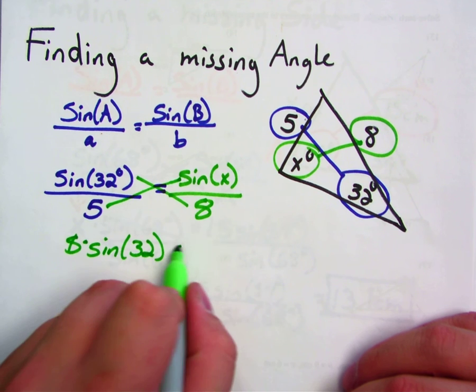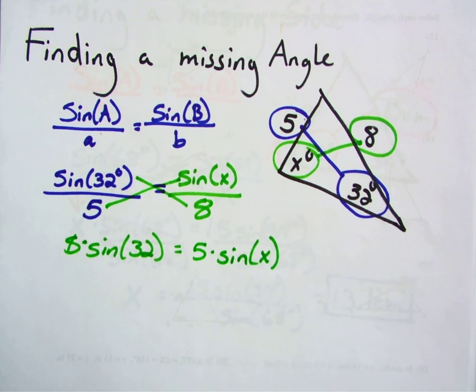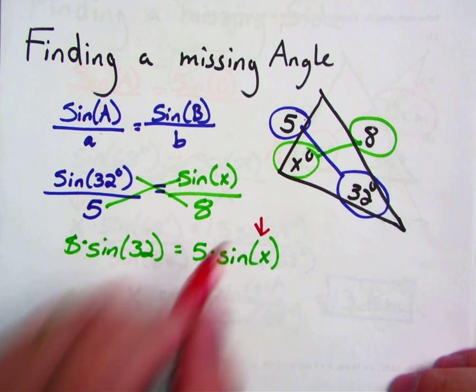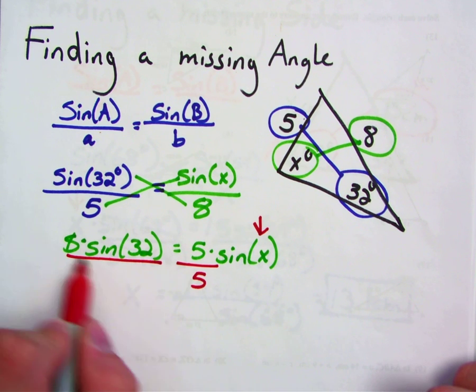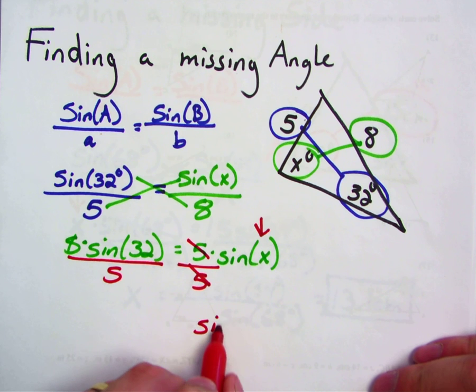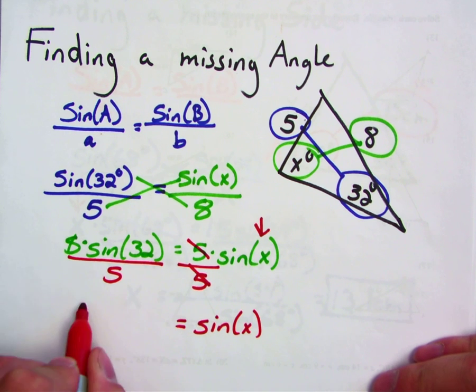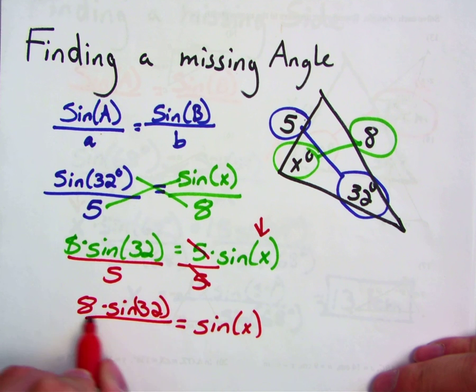is going to equal 5 times the sine of x. Now, keep in mind we're solving for x in this problem, and so we need to work our way back towards it. So the first thing we're going to do is get rid of this 5 by dividing on both sides by the 5. And so we have the equation now that the sine of x is equal to 8 times the sine of 32 divided by 5.